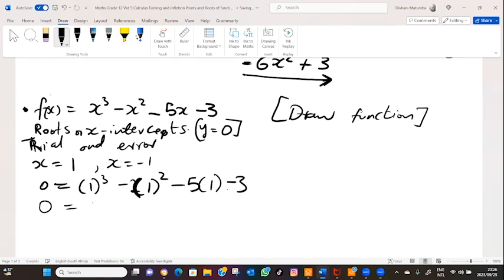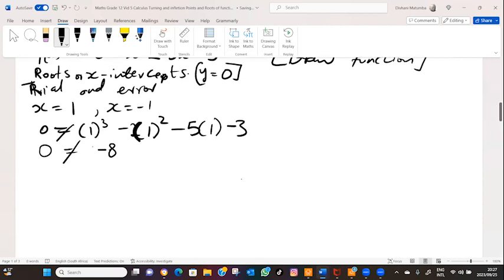This will be 1 minus 1, so it will be 0, minus 5, it will be minus 5, and minus 5 minus 3, it will be minus 8. Therefore, these are not equal. Right. Let us try x equals minus 1. We can try as many as we can. We can even try x equals 0.